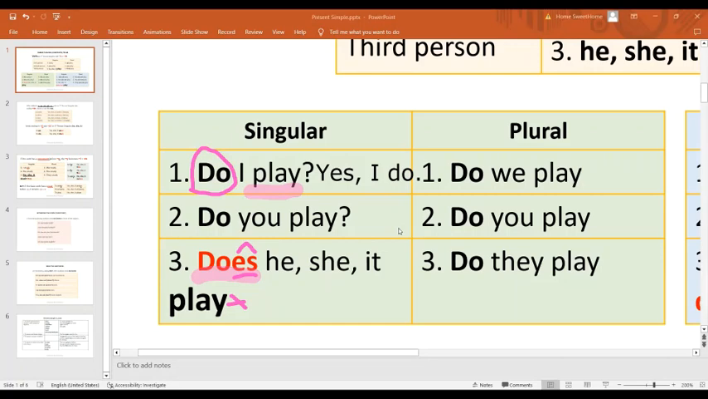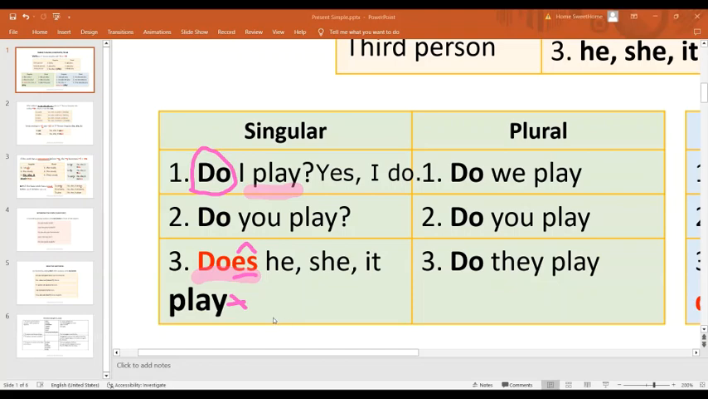When they ask you, do you play? It's a question to you, and you answer in first person. You say yes, I do. Do you play? Yes, we do. Can be another answer, if the question is plural. Let's look at the third person here. Do they play is also very simple and plural. Yes, they do. The auxiliary verb comes after the pronoun, the subject.